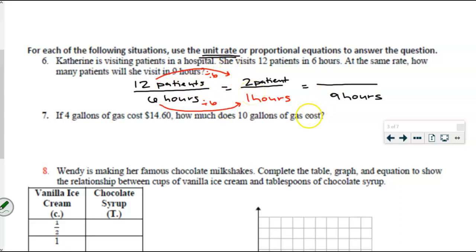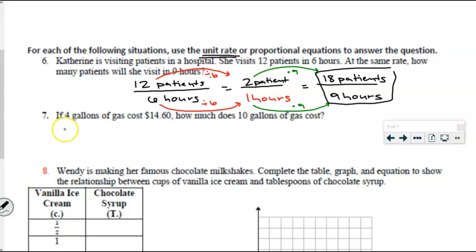Now, we know that it's 2 patients in 1 hour. That 1 can easily change to a 9 by multiplying by 9. Doing the same thing to the top part of this ratio, 2 times 9 is equal to 18. So that's going to be 18 patients in 9 hours.